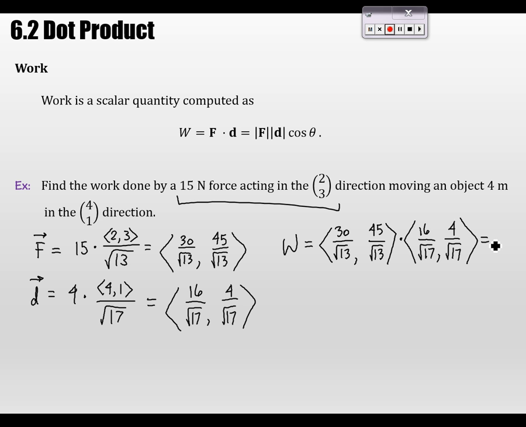All right, so 30 over root 13 times 16 over... Okay, so I might have typed that in wrong, but you tell me. 44.4 is what I'm getting? Okay, so 44.4 approximately.